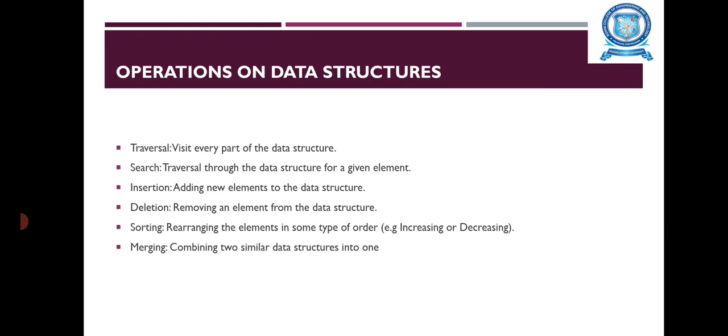Then next one is insertion. Insertion means adding new elements to the data structure. Deletion means removing an element from the data structure. Sorting means rearranging the elements in some type of order, for example, increasing or decreasing order. Then next one is merging. Merging means combining two similar data structures into one.